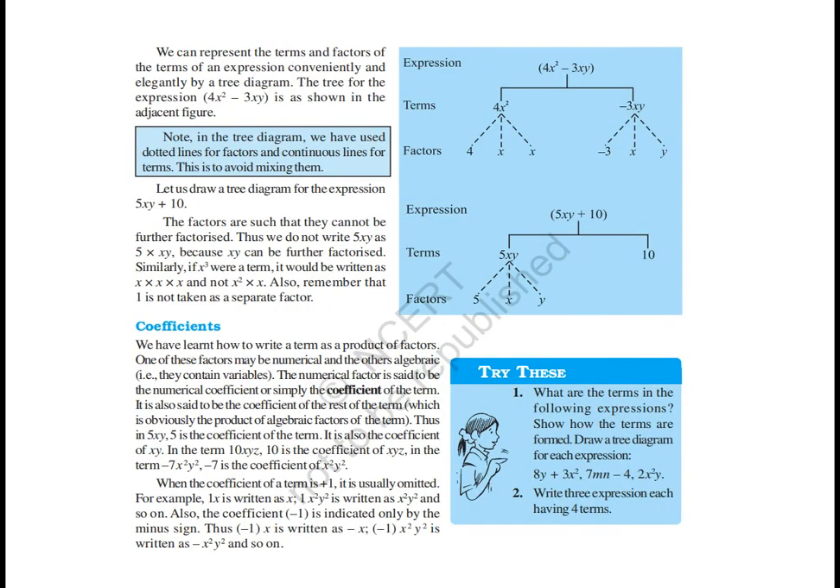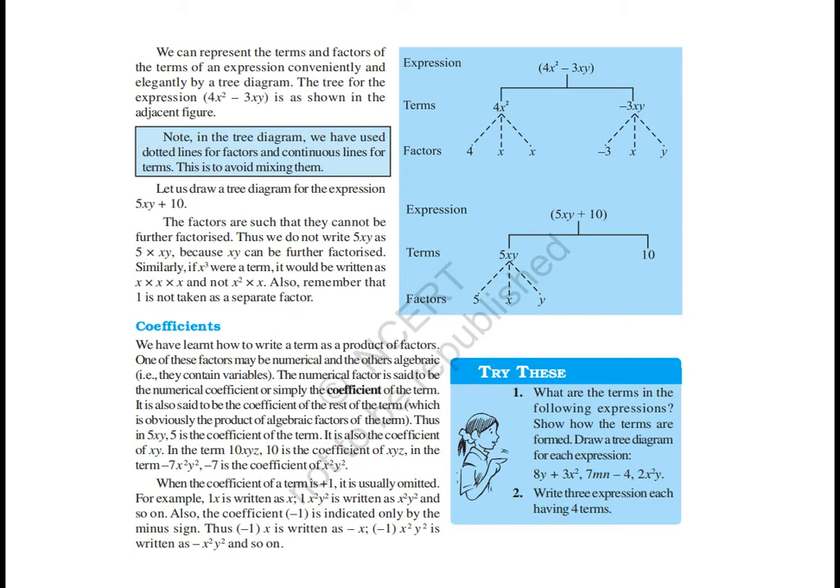That is what is given here in this diagram. You can see the expression given is 4x square minus 3xy. There are two terms, 4x square minus 3xy. Factors 4xx. 4 is further broken into, you can say, 2 into 2. And minus 3xy is further broken into minus 3x into y. Then there is another expression 5xy plus 10. 5xy can be written as 5 into x into y. 10 can be written as 2 into 5. So they are the factors of that expression.